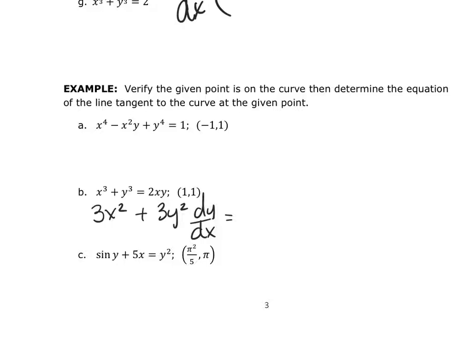Now I'm going to do the product rule on the right-hand side. The derivative of x is just 1, so it is 2 times 1 times y. The derivative of y is going to be dy/dx, so 2x dy/dx. How is that so far?